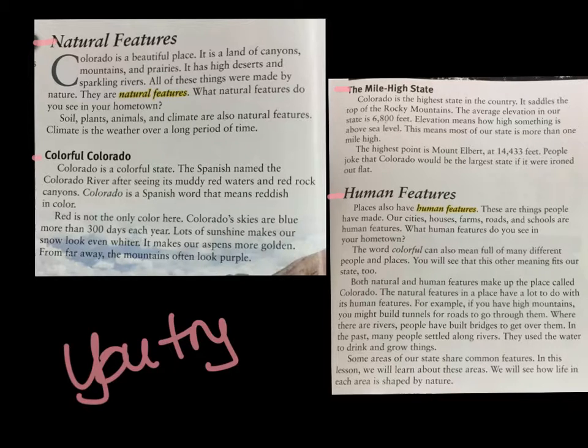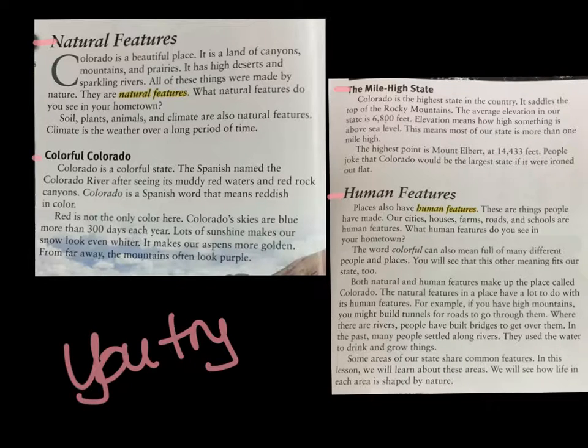The natural features in a place have a lot to do with its human features. For example, if you have high mountains, you might build tunnels for roads to go through them. Where there are rivers, people have built bridges to get over them. In the past, many people settled along rivers. They used the water to drink and grow things. Some areas of our state share common features. In this lesson, we will learn about these areas. We will see how life in each area is shaped by nature.